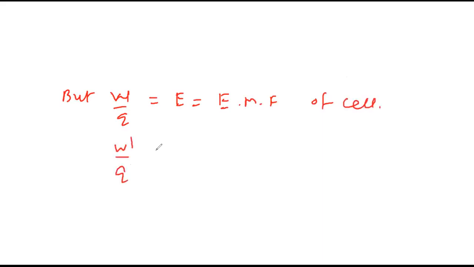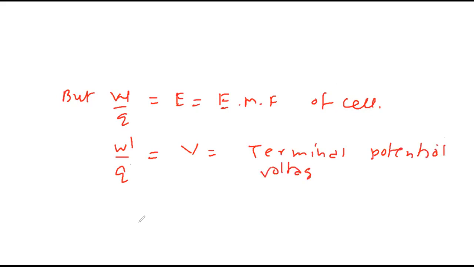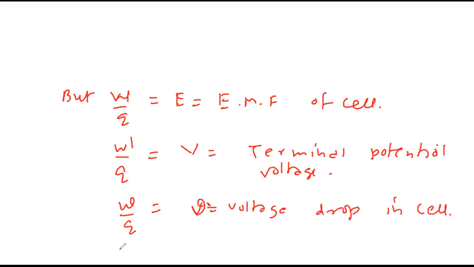But W upon Q equals E, the EMF of the cell, and W dash upon Q is V, which is called the terminal potential difference or voltage, one and the same, and small w upon Q is small v, the voltage drop in the cell. So I can say therefore EMF is terminal voltage plus voltage drop in the cell. Yeah, just copy now 4 lines.